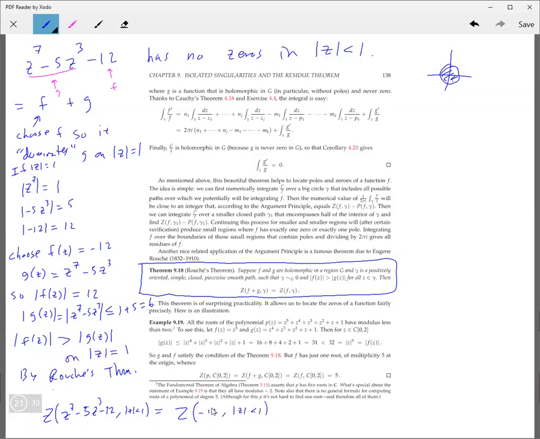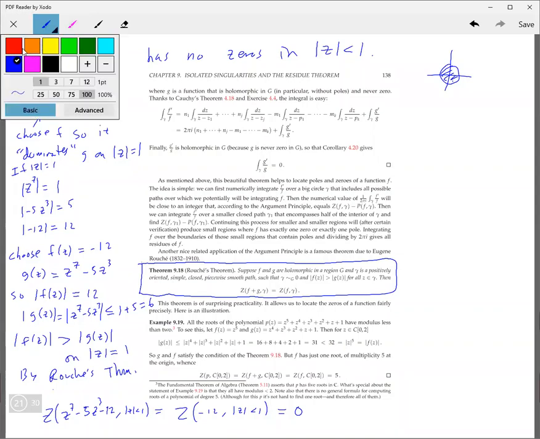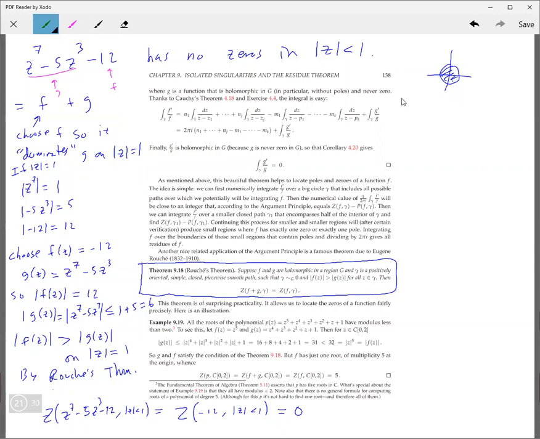Okay, now how many zeros does negative 12 have? Well, it's never 0, right? It's always negative 12, so it can never be 0, so that's just going to be 0. So this has no zeros in there. Okay, so that's an example of Rouché's theorem. Now I'm going to show you another example, but I'm going to use the same polynomial.